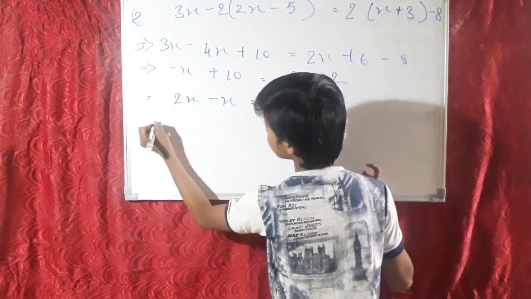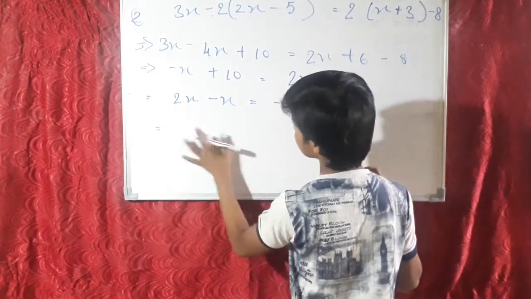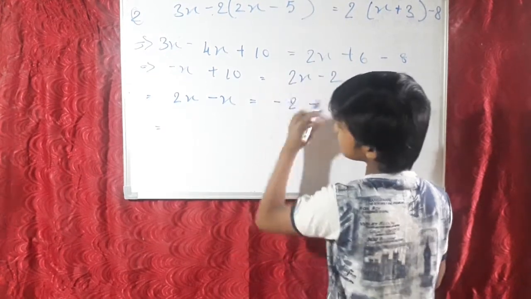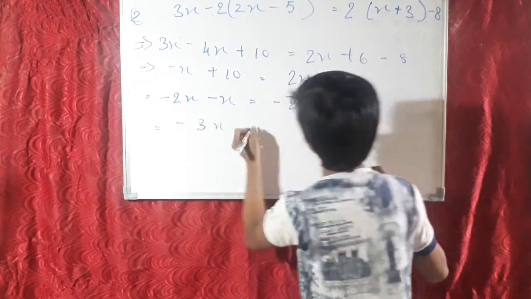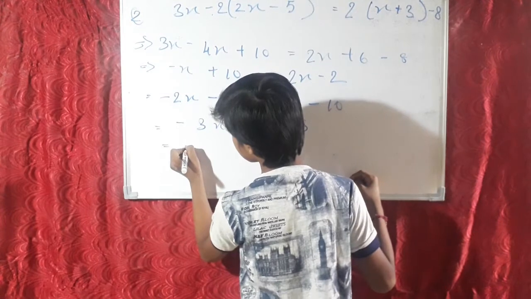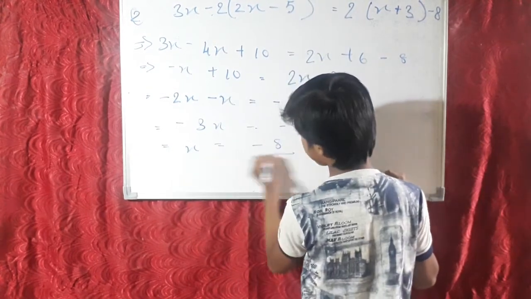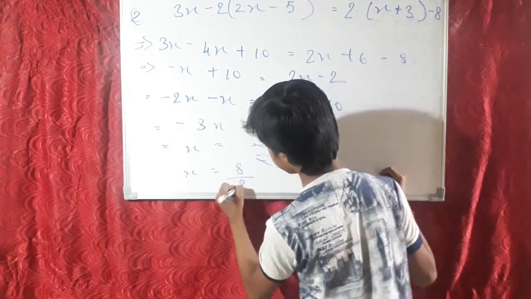And now 2x means x. So friends, here it is plus sign, so when it is transposed, it will be minus sign, and minus minus is plus, 3x is equal to minus 8. And x is equal to minus 8 upon minus 3. So its answer is x is equal to 8 by 3.